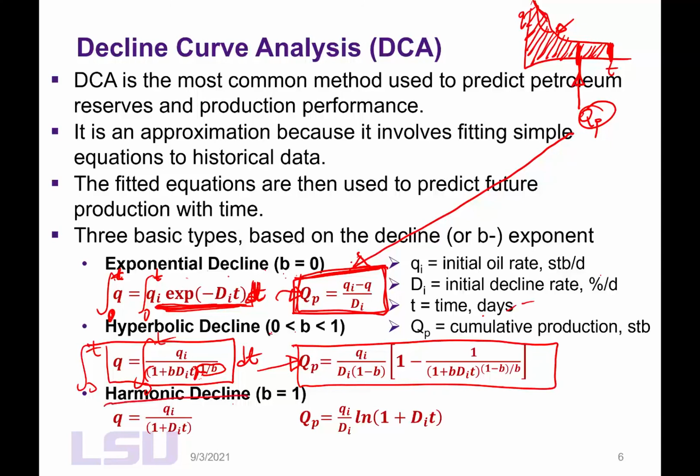And for harmonic decline, it's as simple as setting b to 1 in this equation, and then this b Di becomes Di, right? 1 over 1 becomes 1, and this is what you get. When you integrate it, this is what you obtain. And we will be programming these 3 models throughout this course.